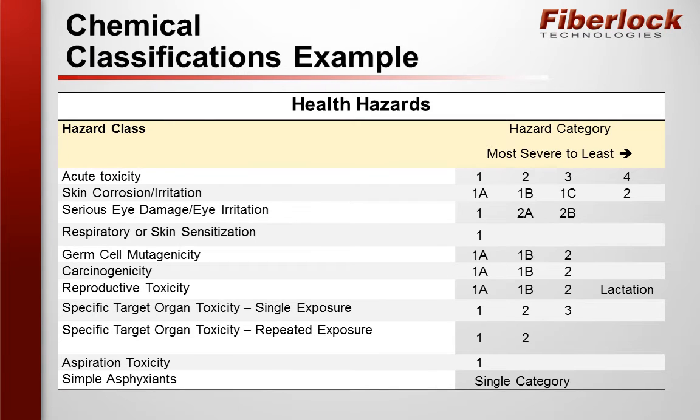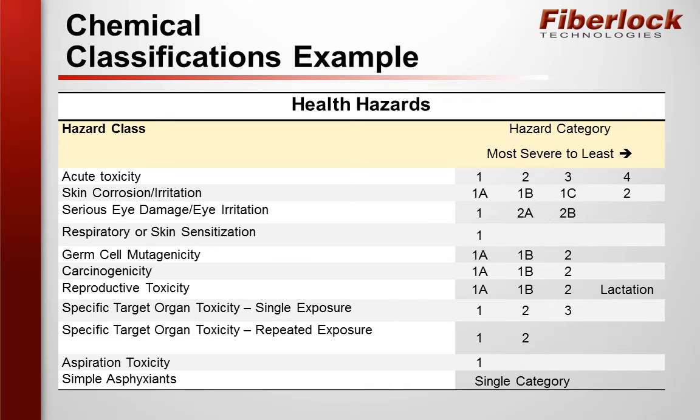Let's look at a chemical classification example under the heading Health Hazards. This is an example of the manufacturer's hazard categories for each health hazard class. There are detailed appendices within OSHA's 2012 standard that they use to determine the hazard category.